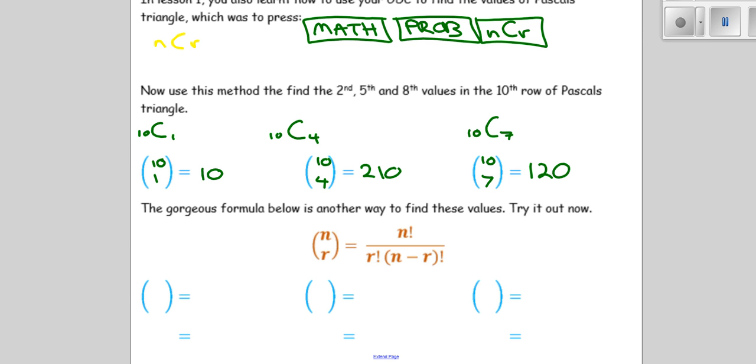And this nice formula with the factorials is another way to find these values. Try it out. So same thing, we're just going to write in, for example, notice n, so top will be 10 factorial. We'll just write 10. We won't write out 10 times 9, 10 times 8, and so on. We can just write 10 factorial for now. Just practicing using the factorial button on your calculator. That's purely what it's for, this little drill.